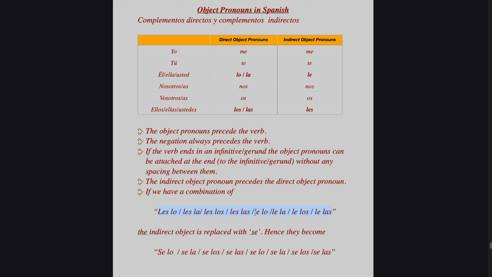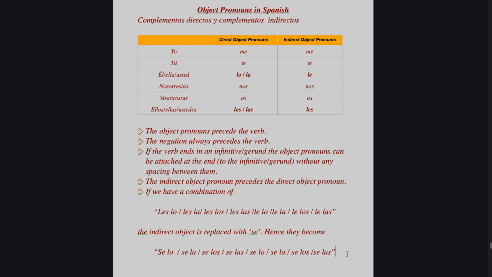And one more important rule, if we have a combination of these things, les is the third person plural, le is the third person singular, and when we have this combination of les plus the direct object or le plus the direct object, the indirect object of les or le is replaced with se. That means it becomes se, because in Spanish we cannot have these combinations. They are not allowed. So they are replaced with se, and they become this. Once we have les lo, it becomes se lo. Like that, accordingly, les or le is replaced with se.